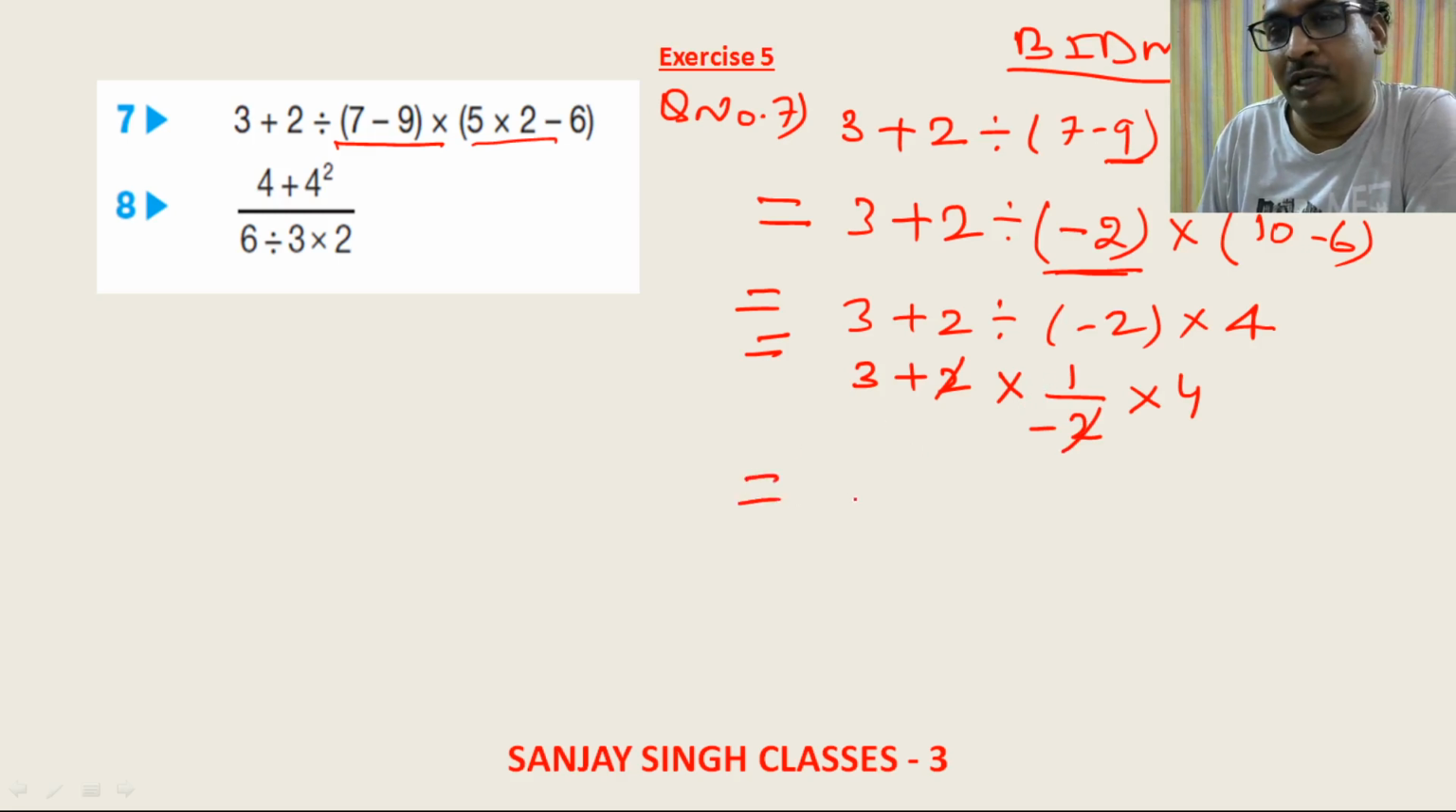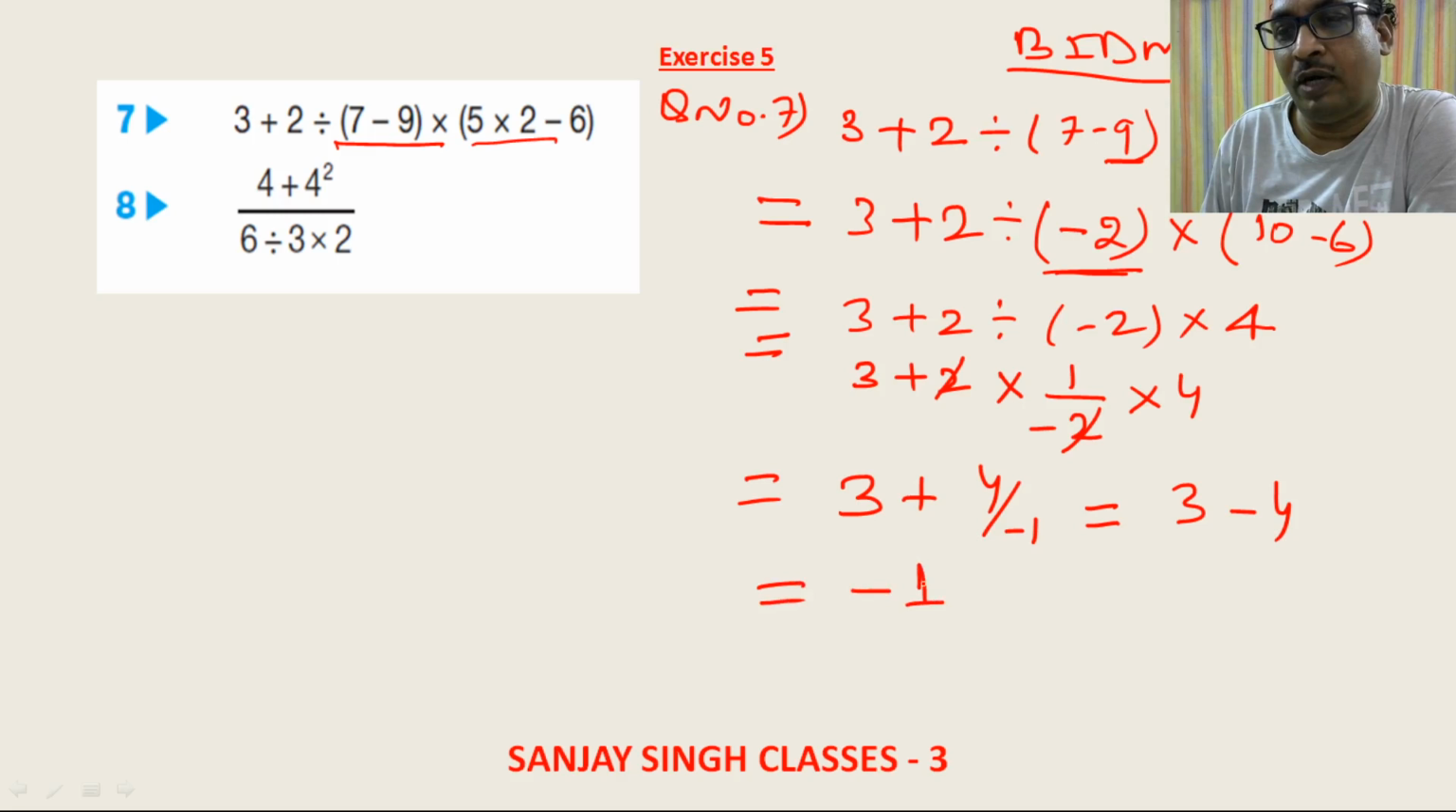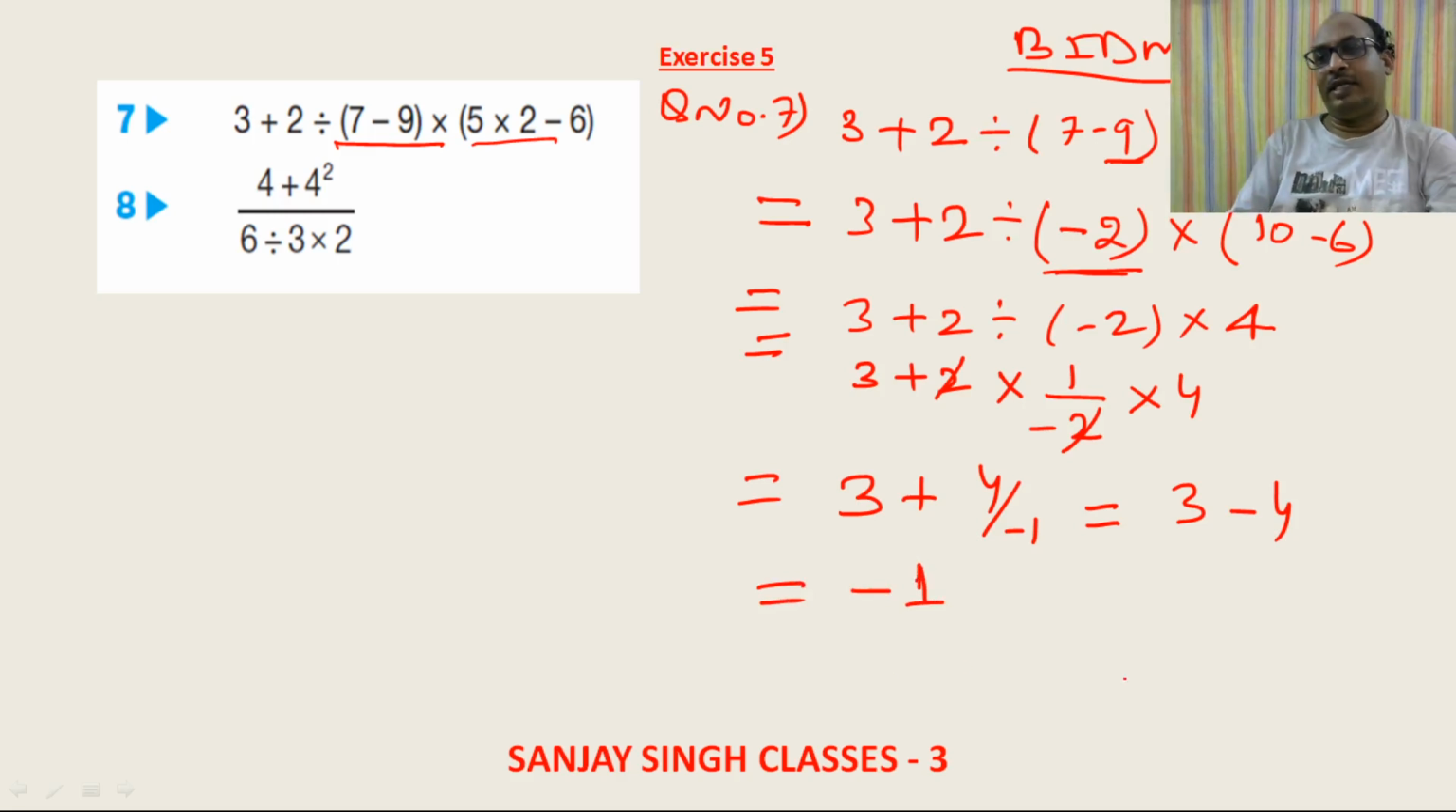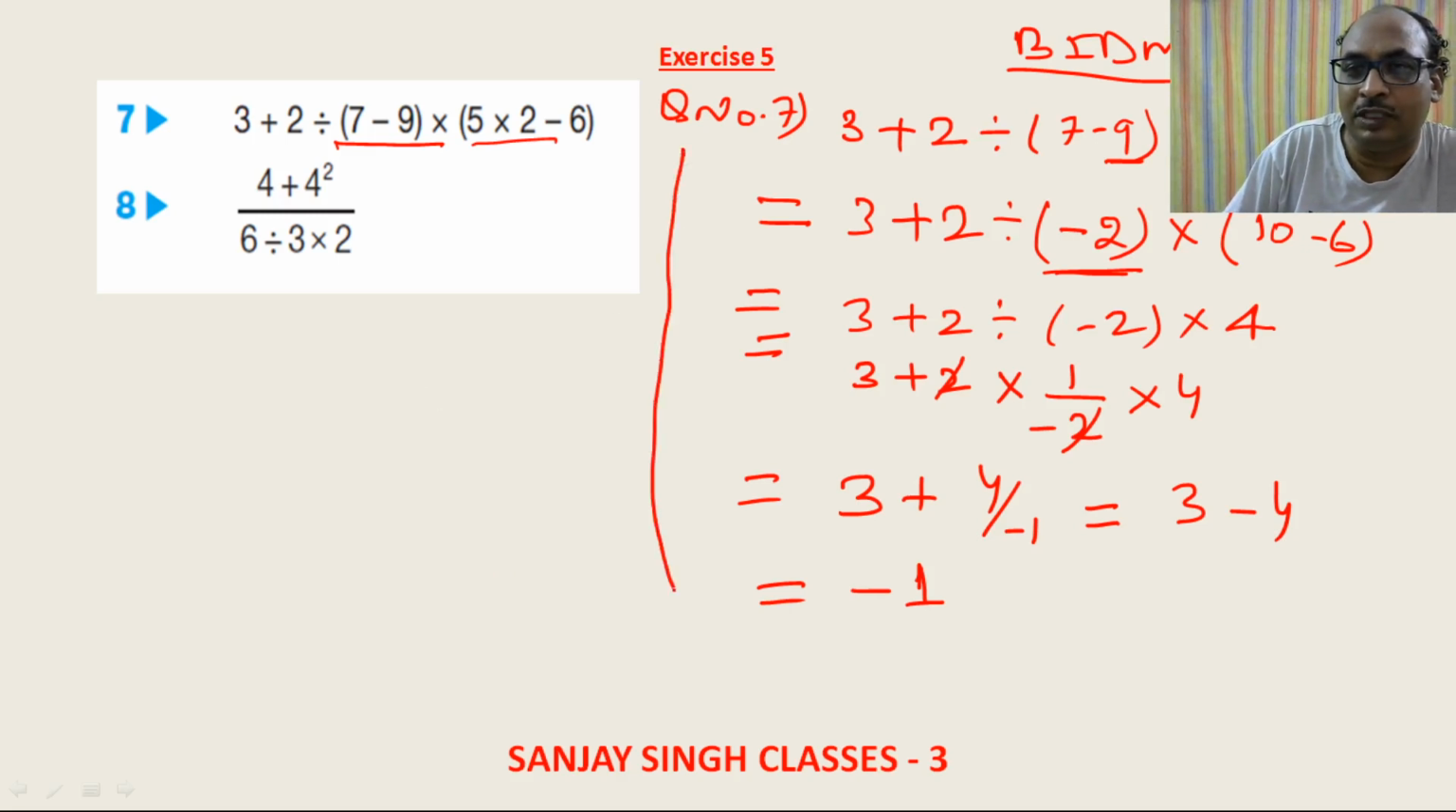So it will become what? 3 and this minus, and here 4 is there. So 4 divided by minus 1. And further we can write 3 minus 4 we have to write. And our answer will become minus 1. So do not forget to put minus here. Otherwise our answer will become wrong. Right. So this was question number 7.